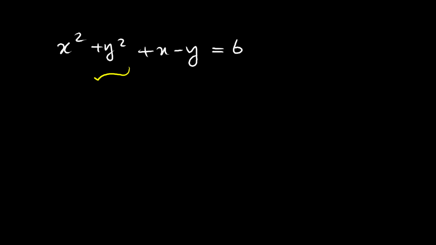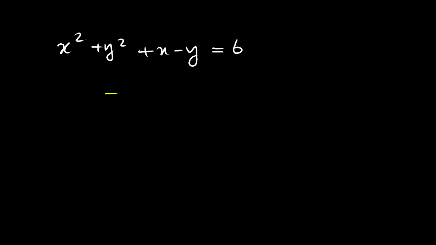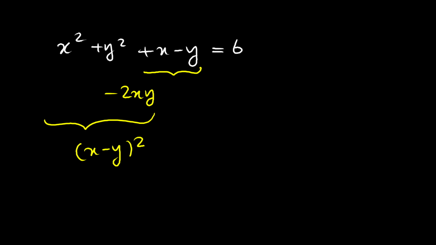So looking at this equation, we have a sum of two squares and a difference on the left hand side. So having the sum of two squares kind of gave me the idea that we need to complete the square, but the thing is we can complete the square in two ways. We can either add 2xy and then get x plus y all squared, or we can subtract 2xy and get x minus y all squared. Now, considering the fact that we have x minus y in our expression, it kind of makes sense to go with the second one and have x minus y to the power of 2 instead of having x plus y to the power of 2.